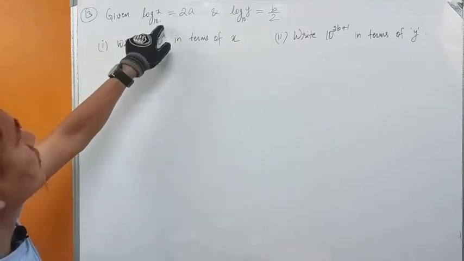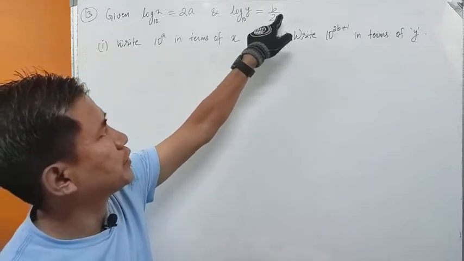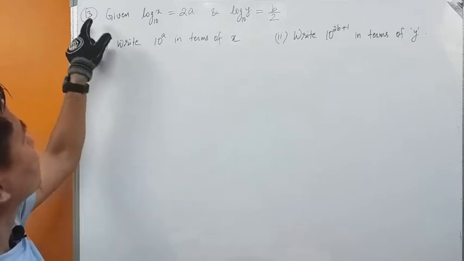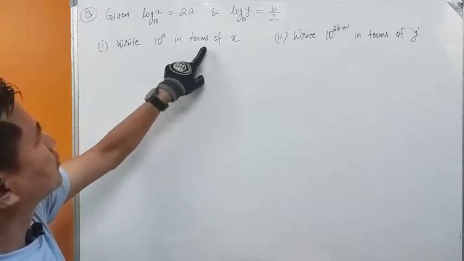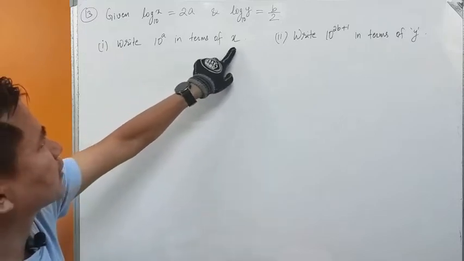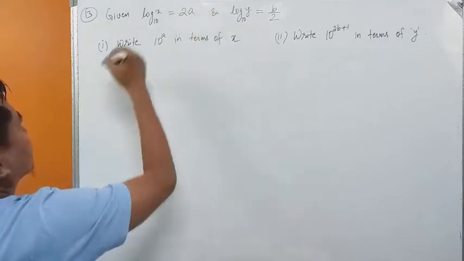Given log x to the base 10 equals 2a and log y to the base 10 equals b upon 2. These two are the given conditions, okay? So the first part of question 13: write 10 to the power a in terms of x. So we are asked to write the value of 10 to the power a in terms of x, okay? So we need 10 to the power a, isn't it? So we will see this equation, okay?